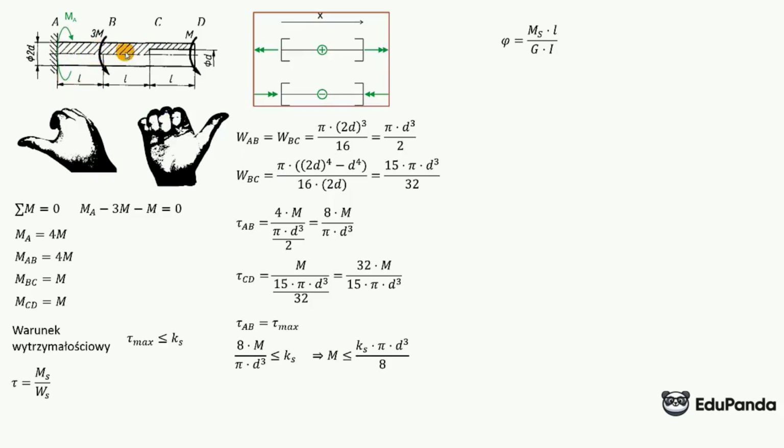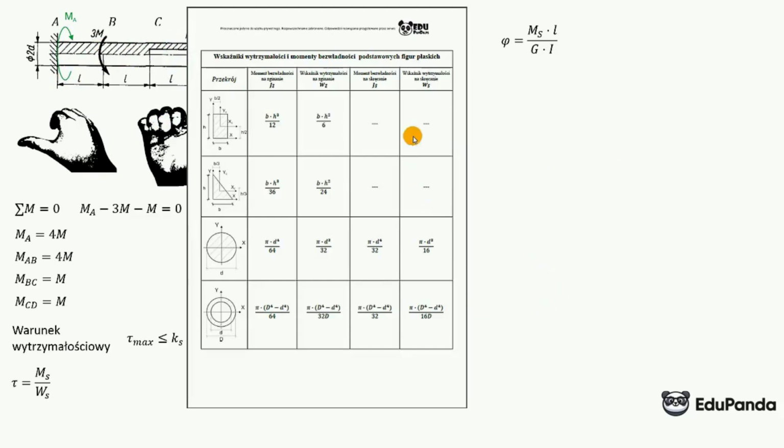So now the moment of inertia for torsion, circular cross-section, pi d to the 4th over 32. Reminder, d is our 2d. It reduces to pi d to the 4th over 2.